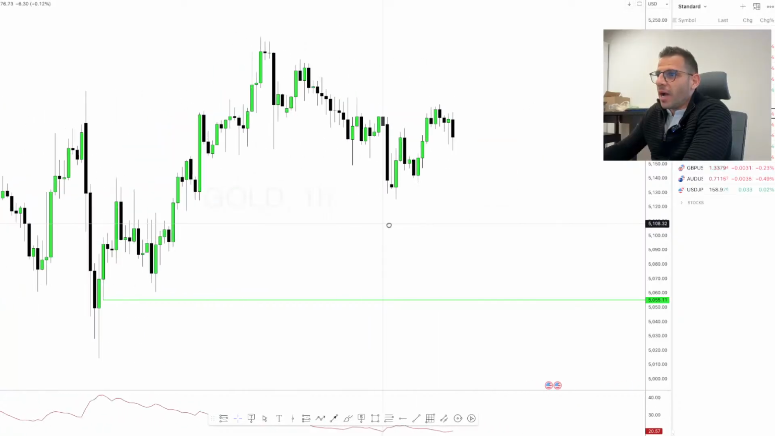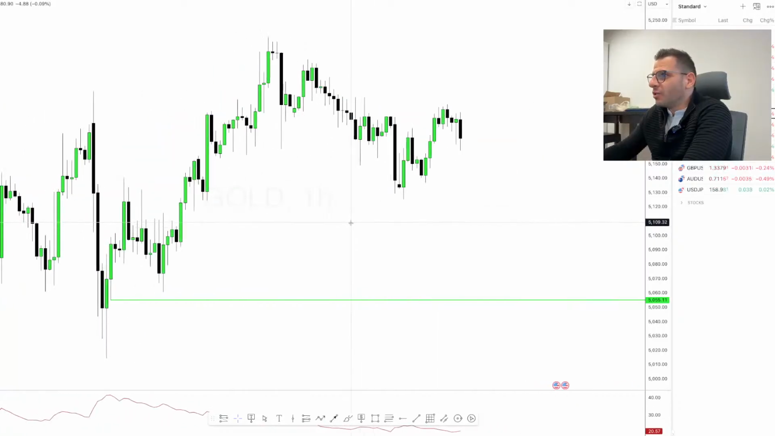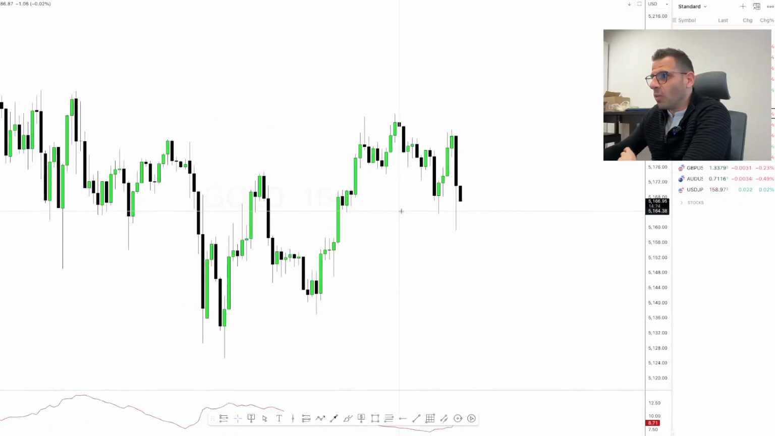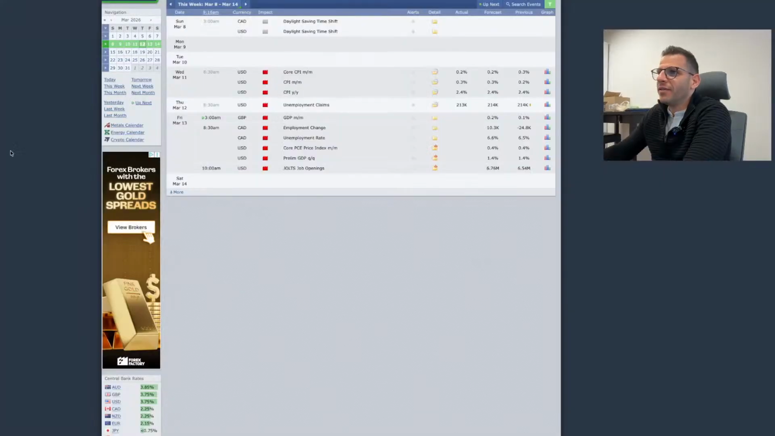So we are looking at the gold chart right now. The market, I can say, is trading under normal volatility for the New York session open. We don't see any weird spikes so far. Also, we didn't have significant news.